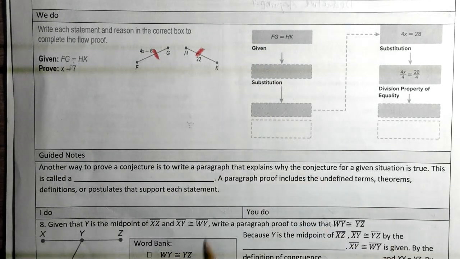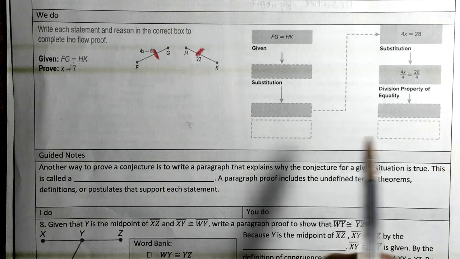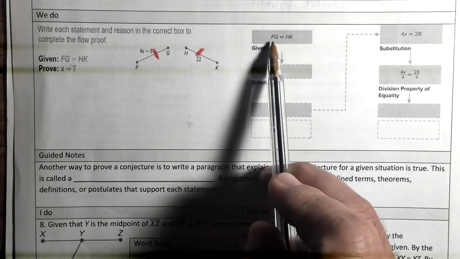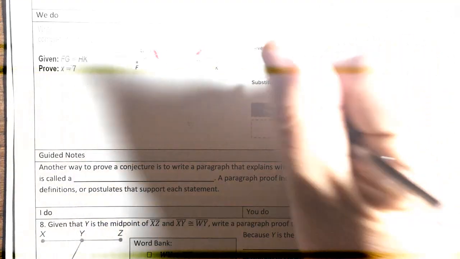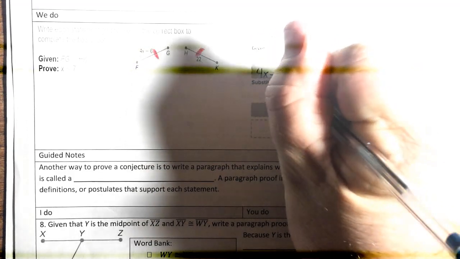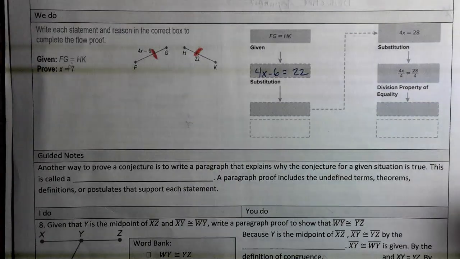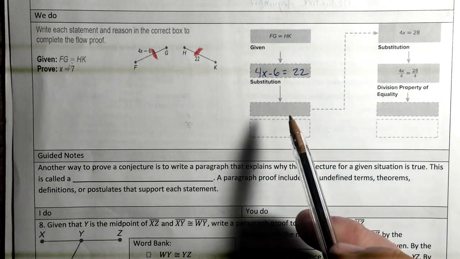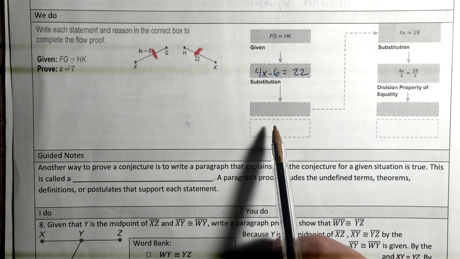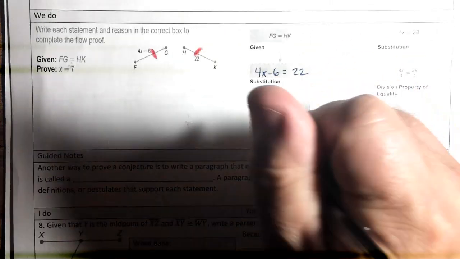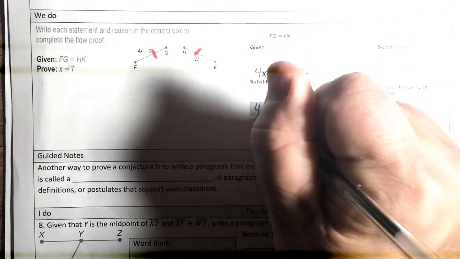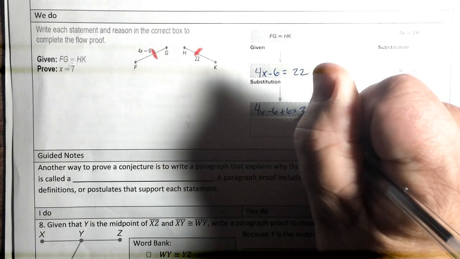The next one is a substitution, and there maybe should be a word bank, but that's okay. We're gonna do this together. So if we're substituting here, FG was 4x minus 6 equals HK, 22. All right, so then we go down here, and we got 4x minus 6. We're going to add 6 to both sides, so plus 6, and then 22 plus 6.